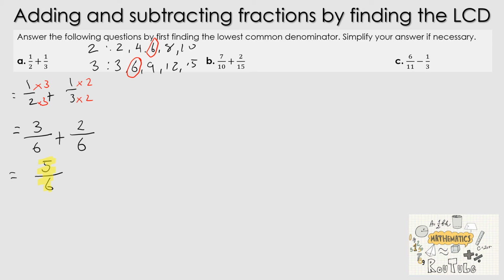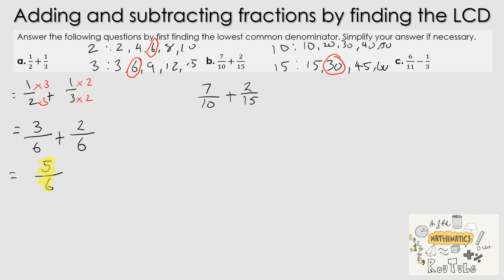Next one, we have 7/10 plus 2/15. So clearly, we do not have the same denominator in both fractions. So therefore, we need to find the LCD. So as we did before, let's list the first few multiples of each value. So we've got 10 and 15. So we count by 10s, goes 10, 20, 30, 40, and 50. And the next one goes 15, 30. Well, we've already seen we've got one, which is great, and 60. Okay, so we've already got 30, which is the lowest common denominator, or lowest common multiple between the two denominators.